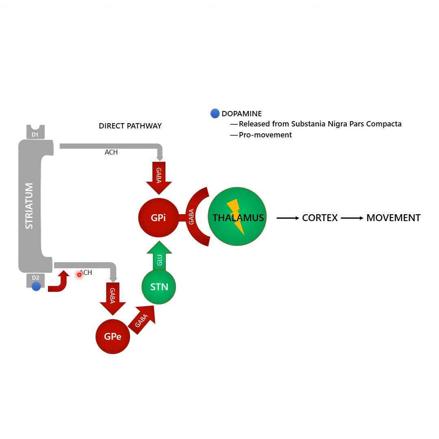So if you're blocking this activity over here, okay, you're not going to get this GABA release. You're not going to inhibit the globus pallidus externus, okay? This is blocked. So this globus pallidus externus is free to inhibit the subthalamic nucleus, okay? Free to inhibit the subthalamic nucleus. This is blocked. Subthalamic nucleus cannot stimulate the globus pallidus internus, and therefore there's no inhibition of the thalamus, and you get movement, okay? So what do these two pathways look like together, direct and indirect?